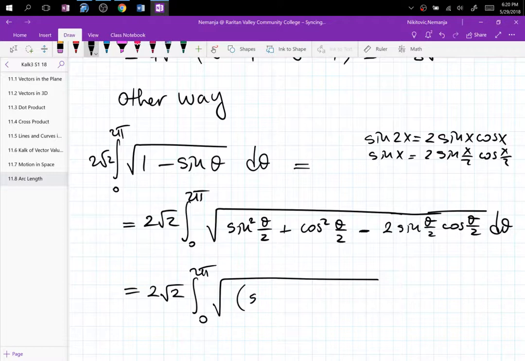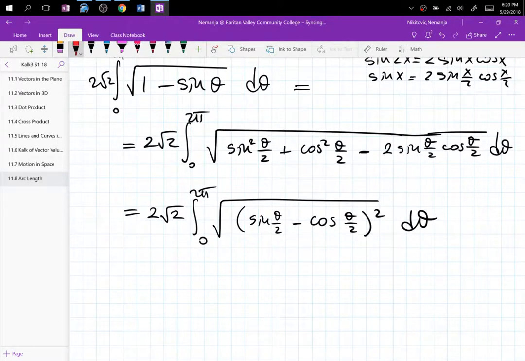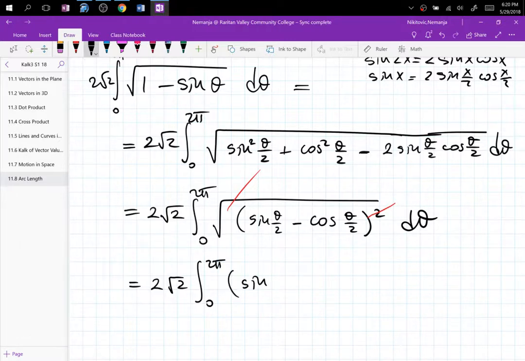as sine theta over 2 minus cosine theta over 2, everything squared. And now the square root and square cancel. And we have 2 root 2 times the integral from 0 to 2 pi of sine theta over 2 minus cosine theta over 2 d theta.